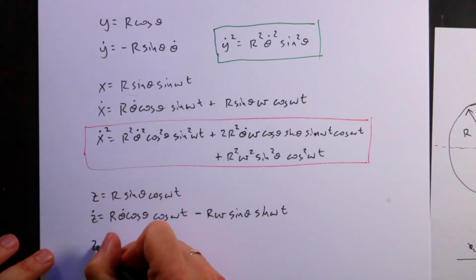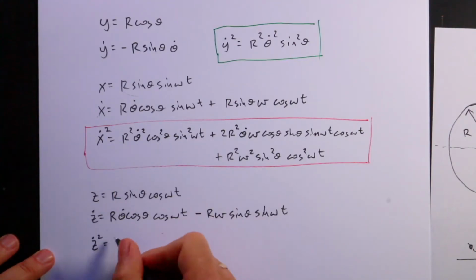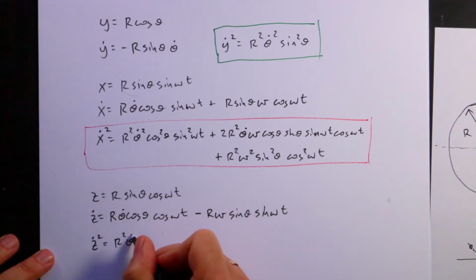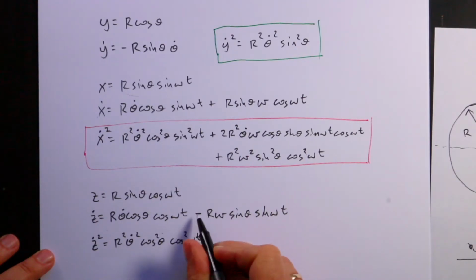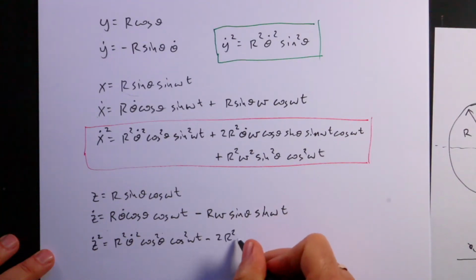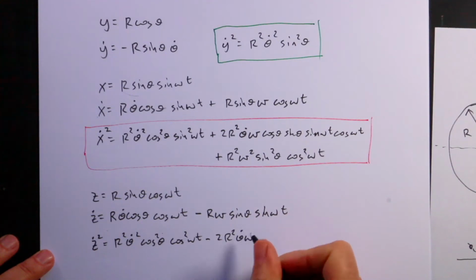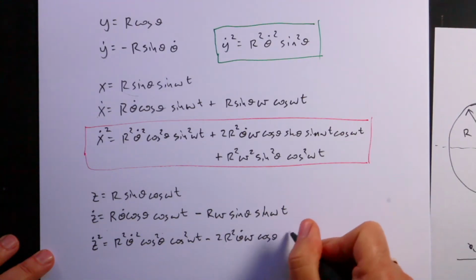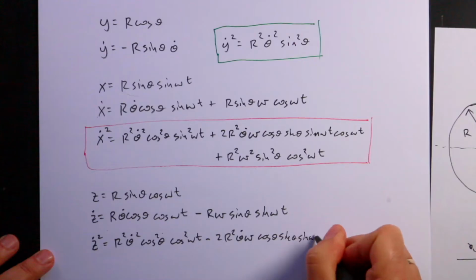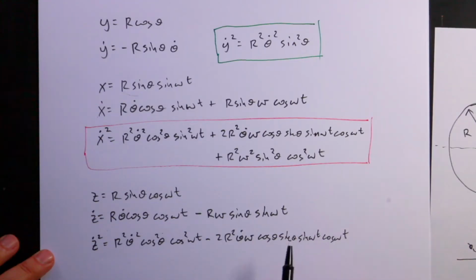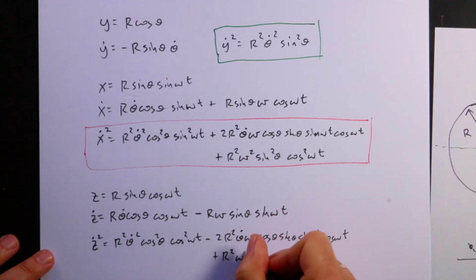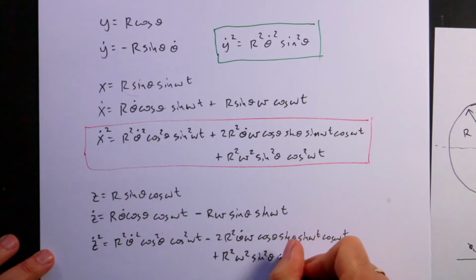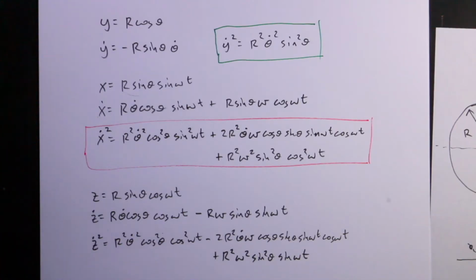Now let's square this. z dot squared. It's going to look a lot like that. r squared theta dot squared cosine squared theta cosine squared omega t. Now I'm going to get a minus 2 r squared theta dot omega cosine theta sine omega t cosine omega t. And then I get the last term, it's plus r squared omega squared sine squared theta sine squared omega t. Do you think I should put a box around that? I think I should put a box around that.